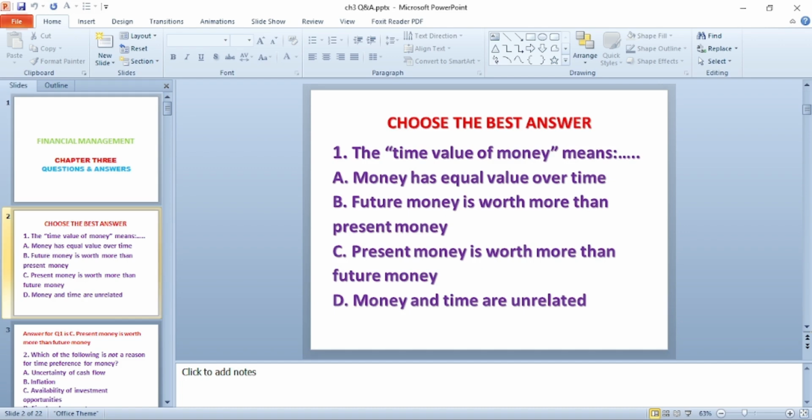Question 1. The time value of money means dash. A. Money has equal value over time. B. Future money is worth more than present value. C. Present value is worth more than future value. D. Money and time are unrelated. The answer is C. Present value is worth more than future value.